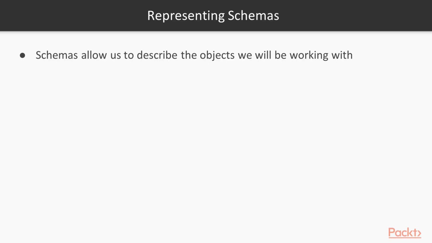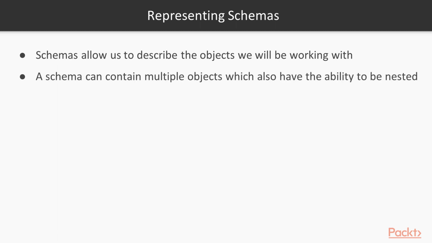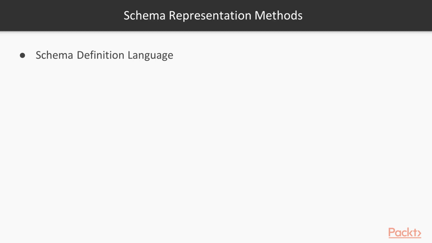Schemas allow us to describe the objects we will be working with. A schema can contain multiple objects which also have the ability to be nested. In order to utilize these schemas, we need to be able to represent them. When it comes to representing schemas, we have choices. The first one we are already familiar with, schema definition language.